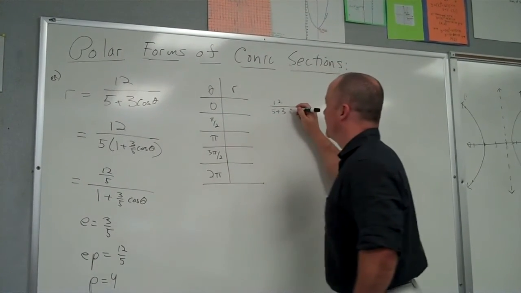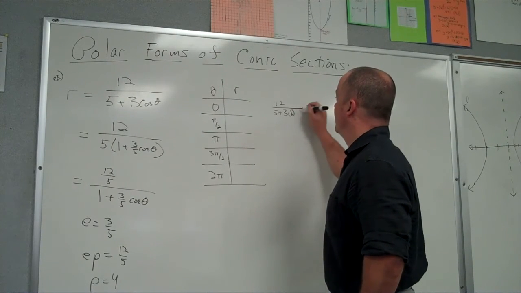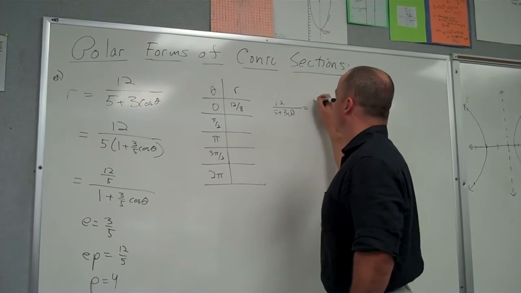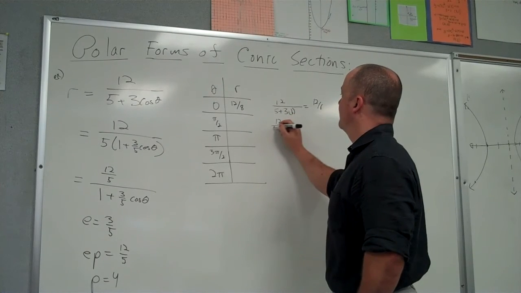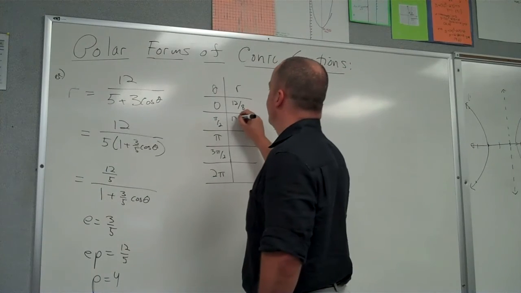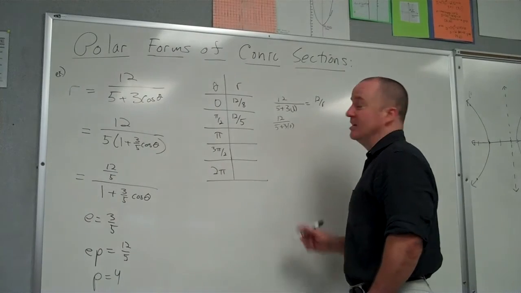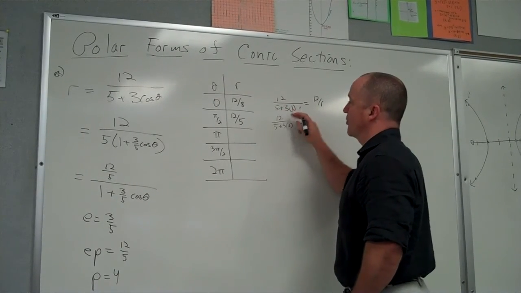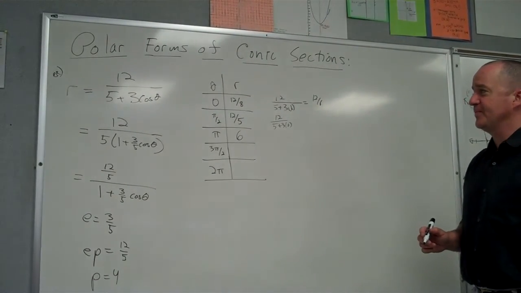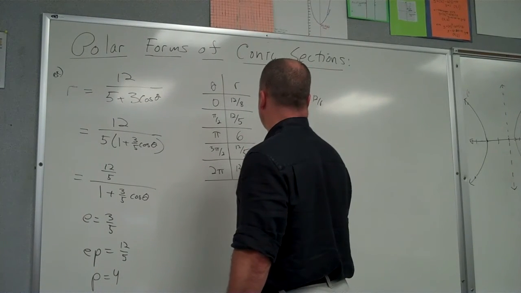Okay, now 12 over 5 plus 3 times cosine. What's the cosine of 0? 1. So 12 eighths. Now at pi/2, 12 over 5 plus 3 times 0 is 12/5, right? At pi, we've got the negative 1, so 12 over 5 minus 3 is 12 over 2. This should be 6. Double check me, is that correct? The next one is 12 over 5, and at 2 pi it should be 12 eighths again.